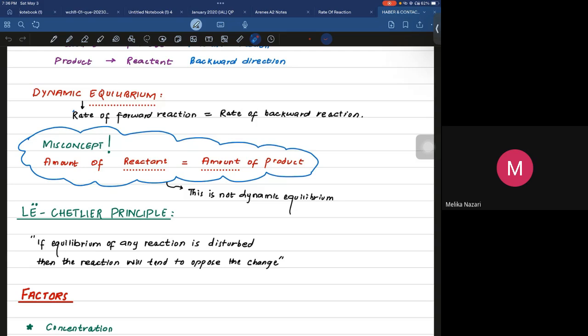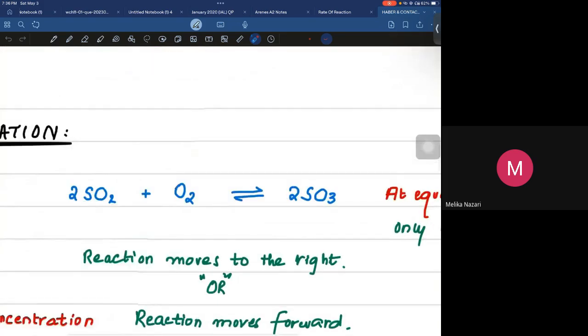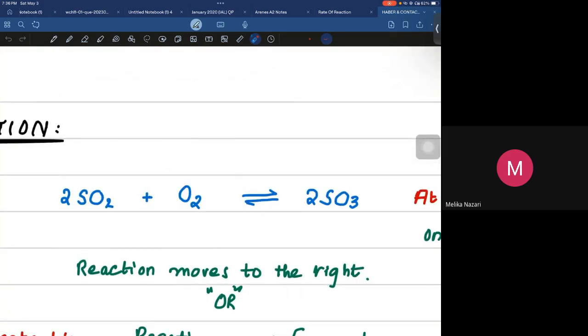Let's suppose this is a very famous reaction called the contact process. The name of this reaction is the contact process. You will see it a lot of times in past papers. You can see that it's represented by a double arrow. What does it mean? Equilibrium. It is reversible.